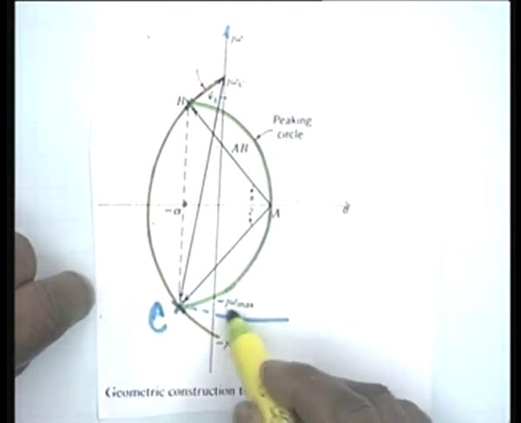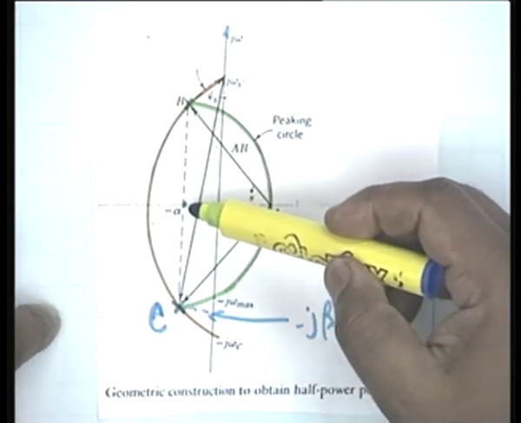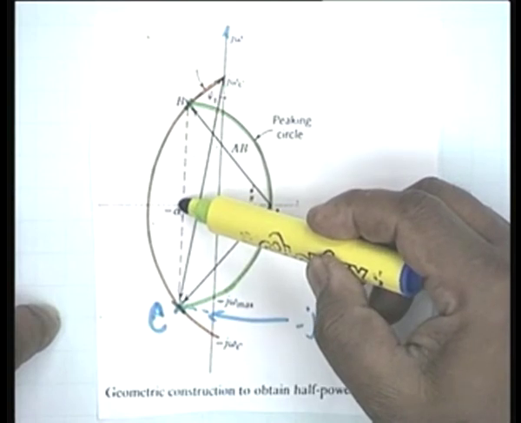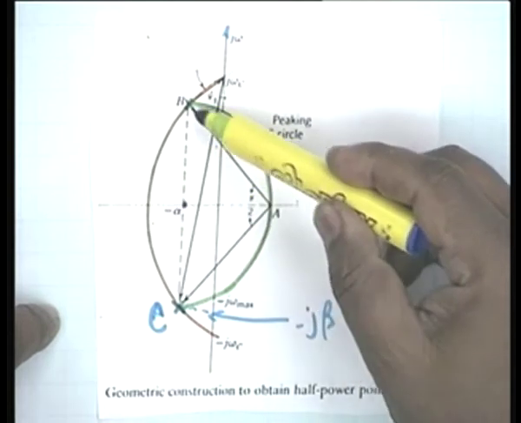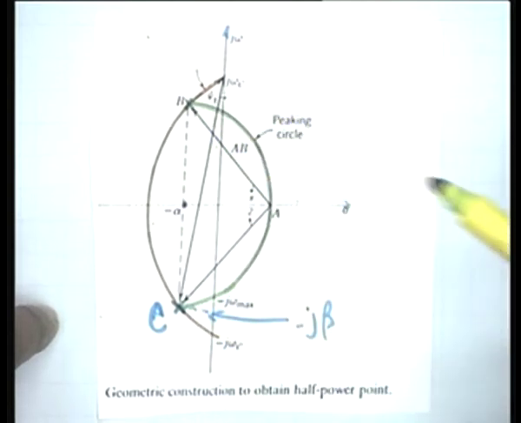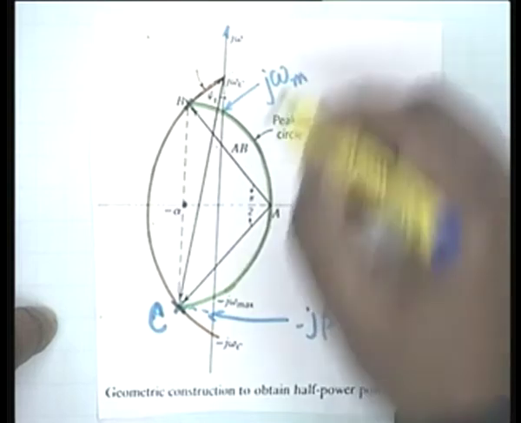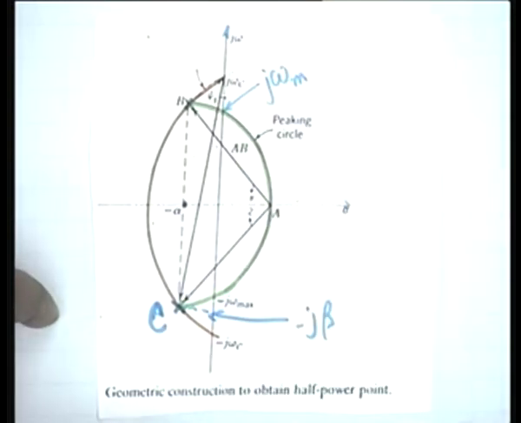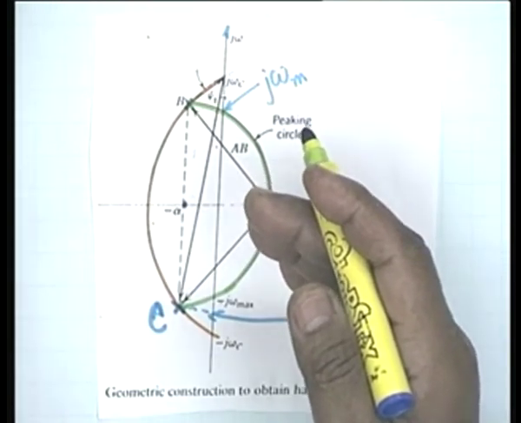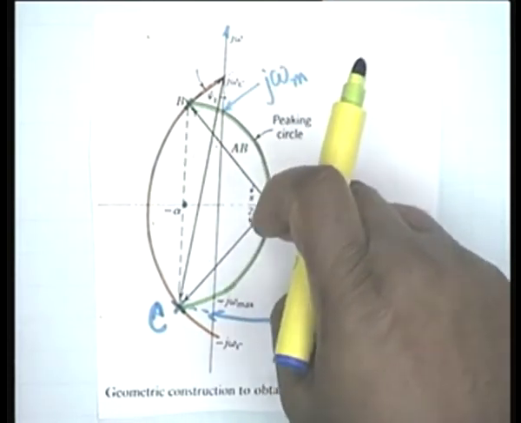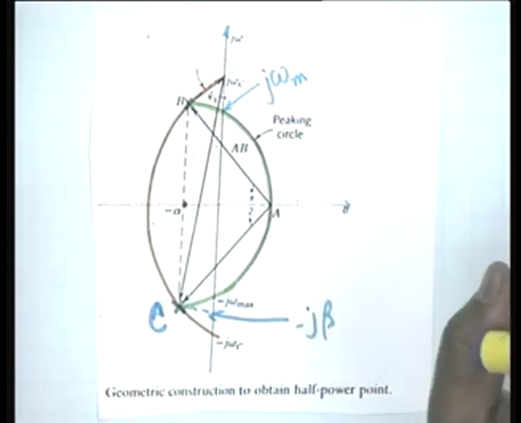This is minus j beta. Then to draw the peaking circle, what we do is we take this point as the center and beta as the radius and draw the peaking circle. The green circle is the peaking circle, and naturally this is equal to j omega m, the frequency of the maximum. And you know that if beta is less than alpha, then there will be no peaking circle, there will be no peaking. If beta is equal to alpha, then the peaking circle, that is the point A, shall be at the origin and the j omega axis shall be tangent and all that we know.